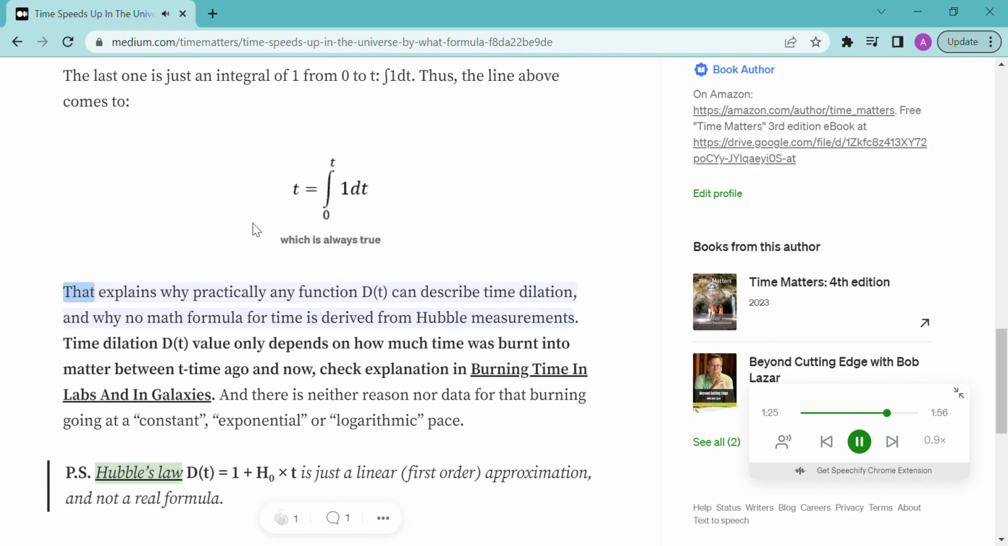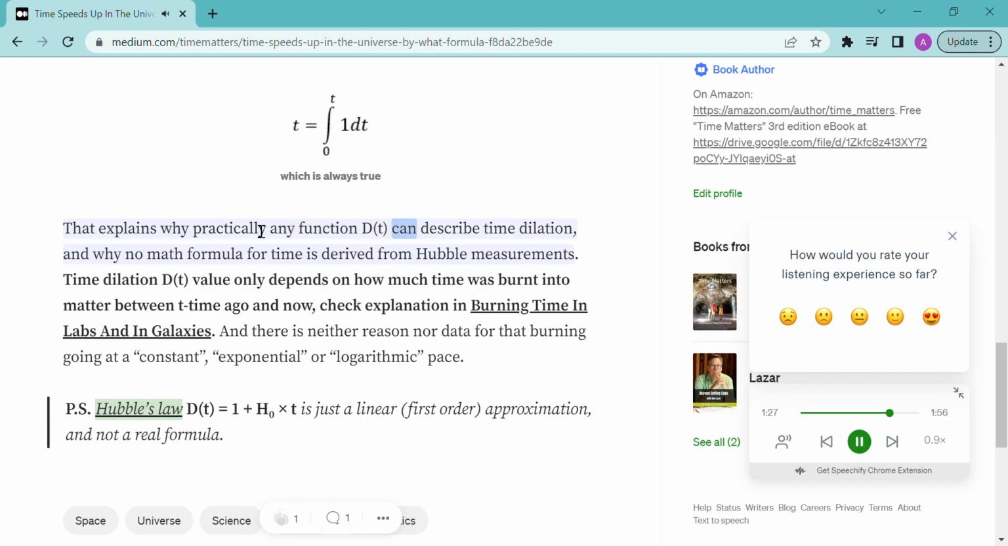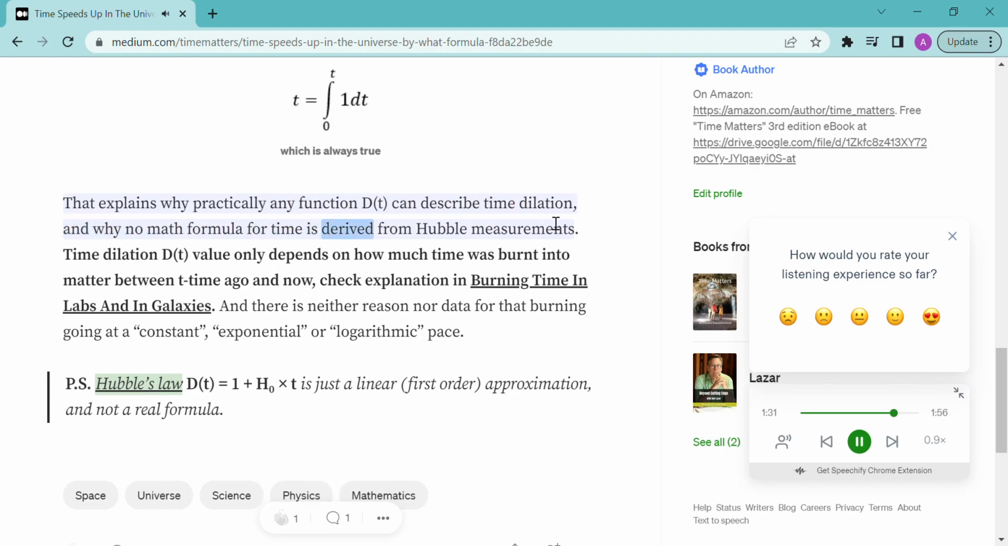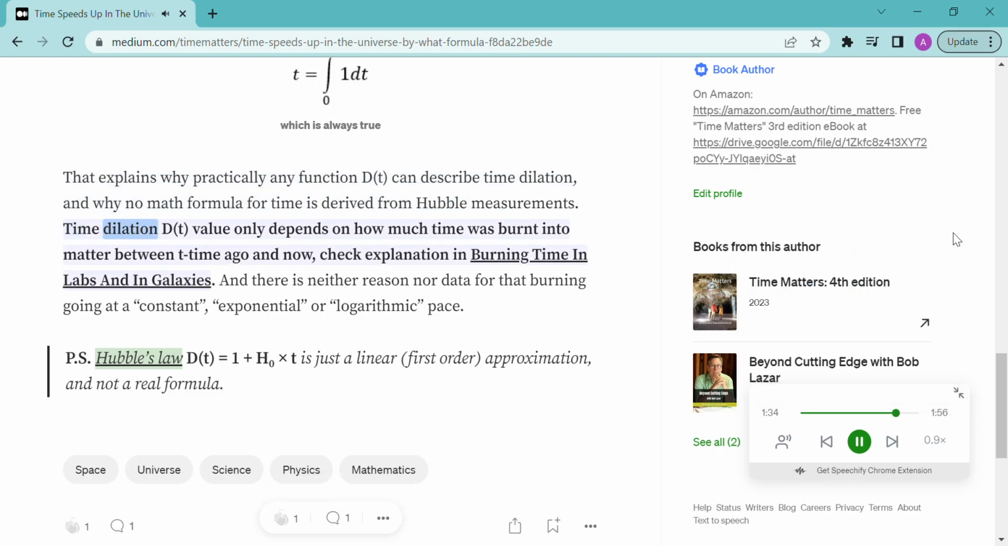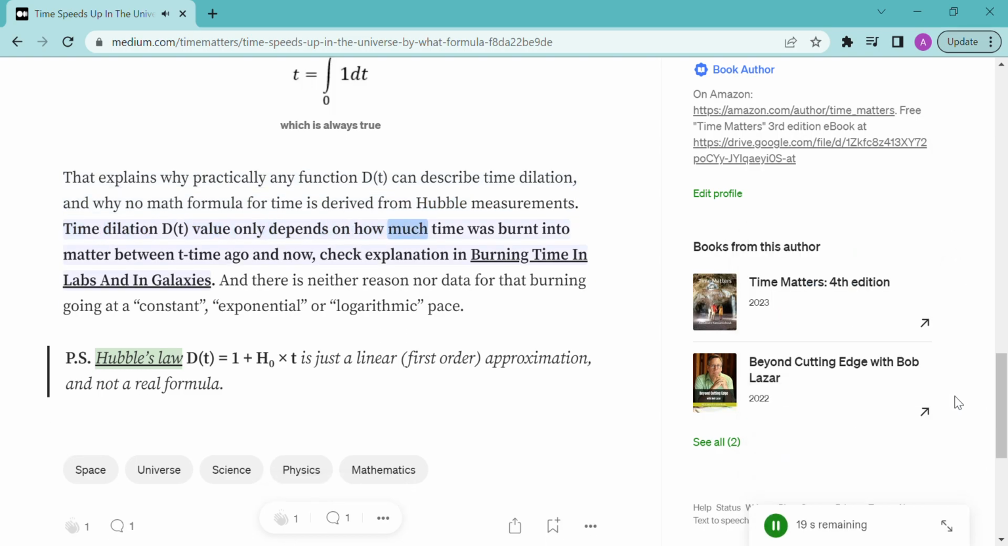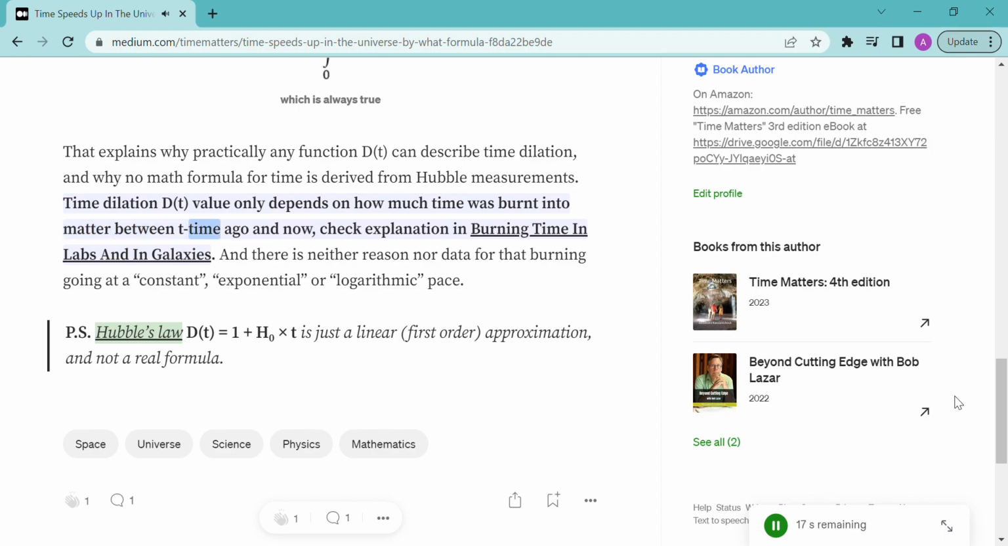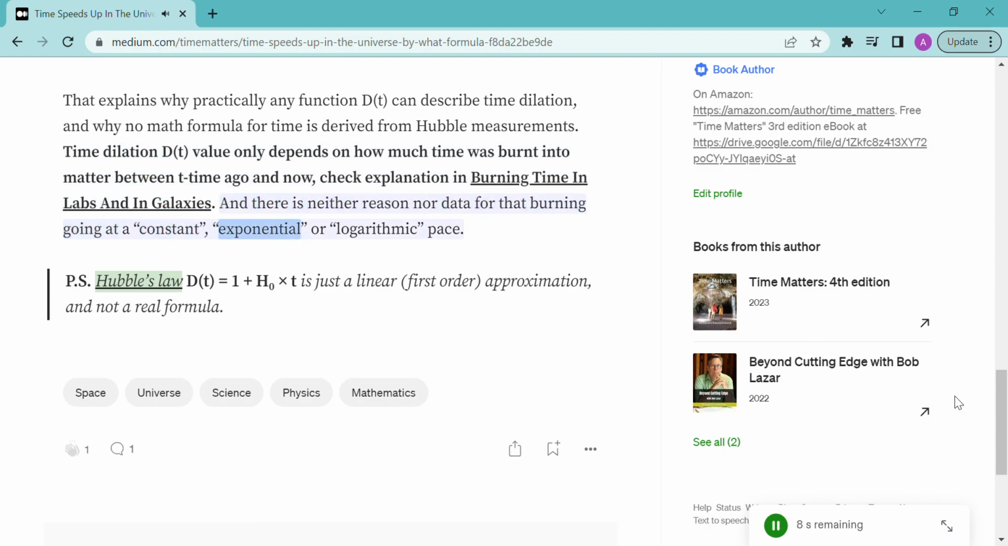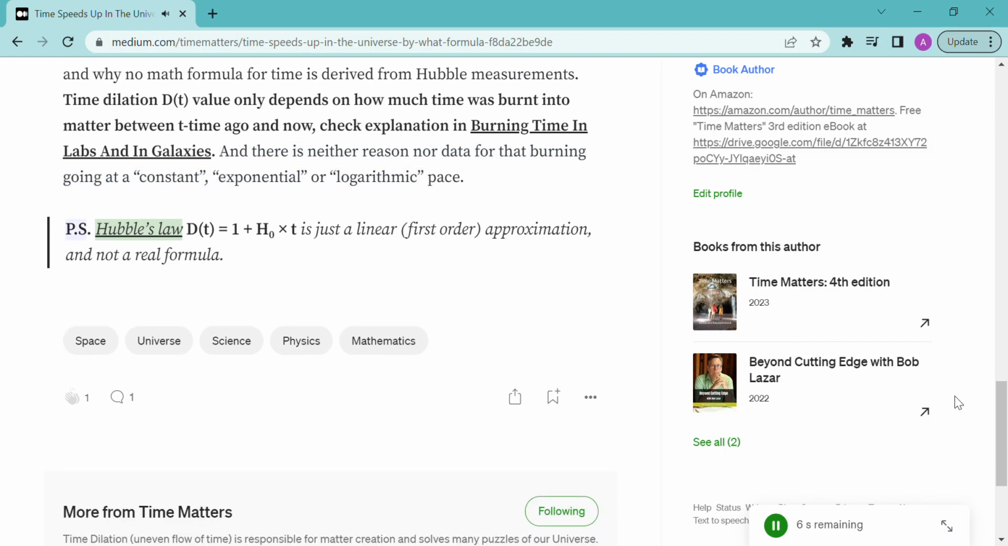That explains why practically any function d(t) can describe time dilation, and why no math formula for time is derived from Hubble measurements. The time dilation d(t) value only depends on how much time was burnt into matter between t time ago and now. Check the explanation in burning time in labs and in galaxies. And there is neither reason nor data for that burning going at a constant, exponential or logarithmic pace. P.S. Hubble's law d(t) equals 1 plus H0 times t is just a linear, first order approximation, and not a real formula.